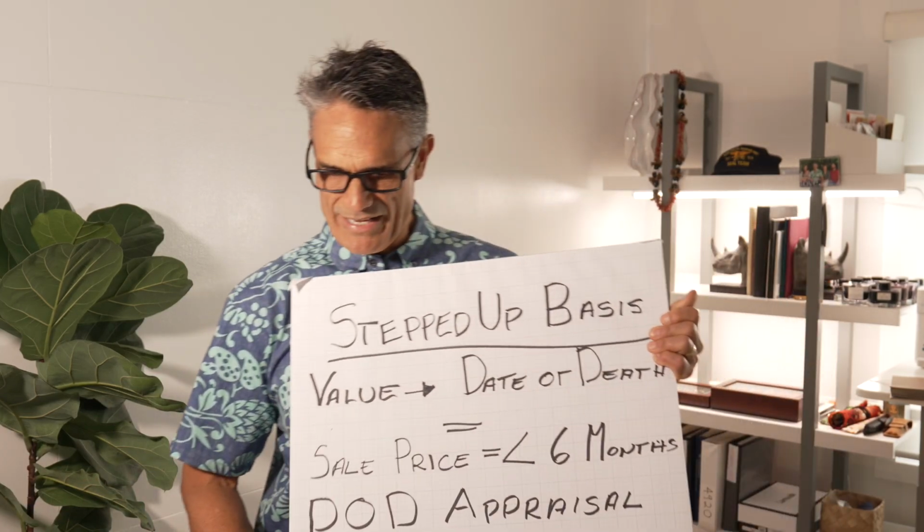Now, we understand basis. Let's talk now about stepped up basis. Stepped up basis has to do with when someone passes away. And under stepped up basis, it's one of the few ways that you can beat the government out of taxes. Bummer is you have to die, right? But let me show you the example I put together, and then let's talk about how it might help you.